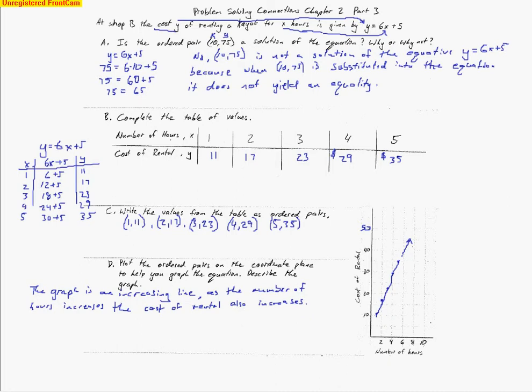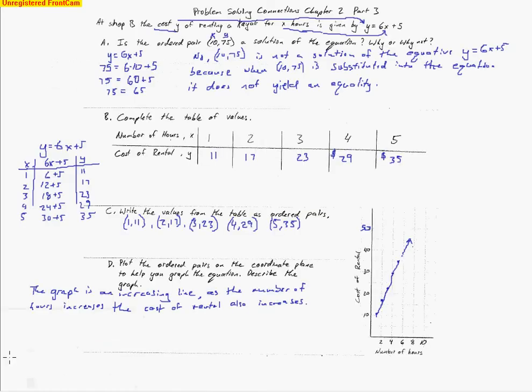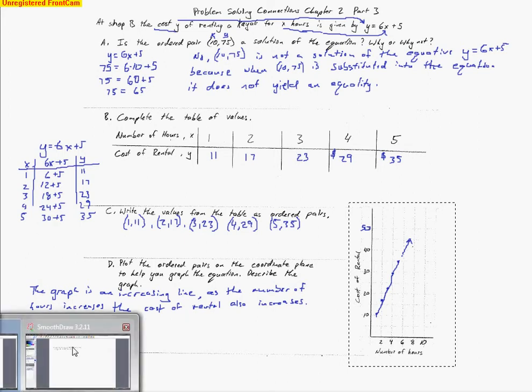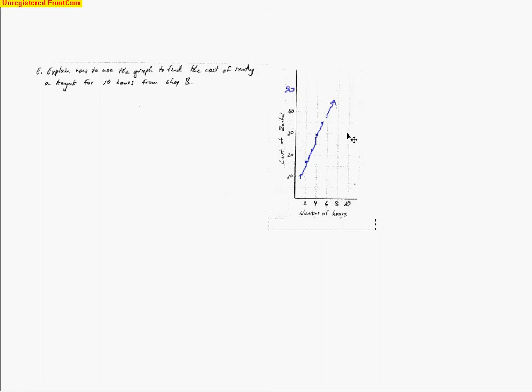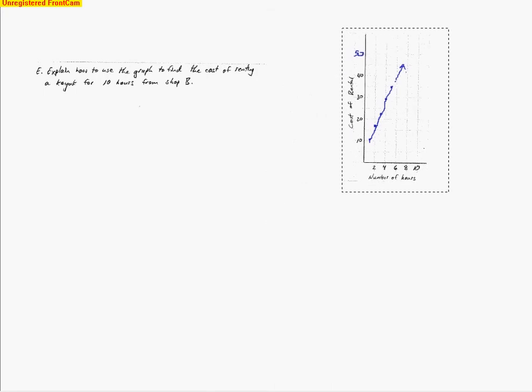So then the last question asks us, explain how to use the graph to find the cost of renting a kayak from shop B. So let's take a look at the graph again. I'm going to take that graph and see if I can copy it over. So you can see it at this stage. When I look at it, I'm going to extend it up a little bit, continue going, and this is what the graph would look like.